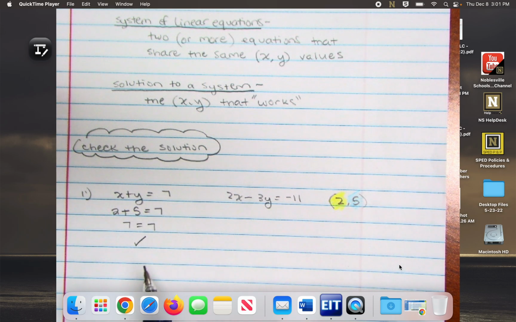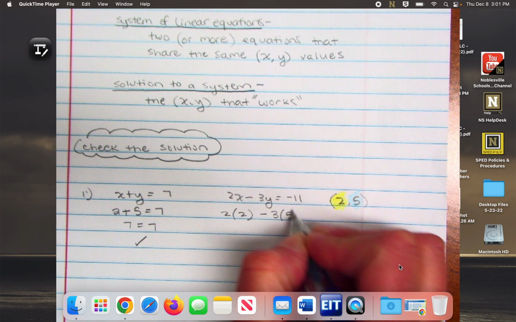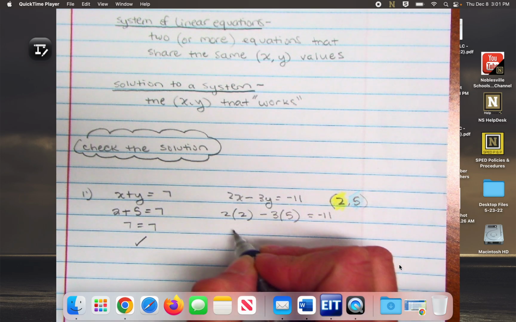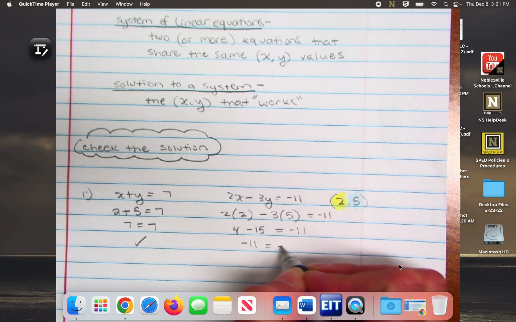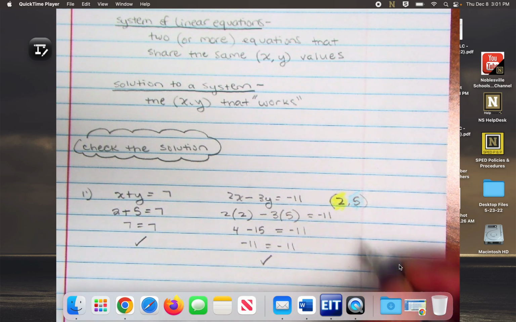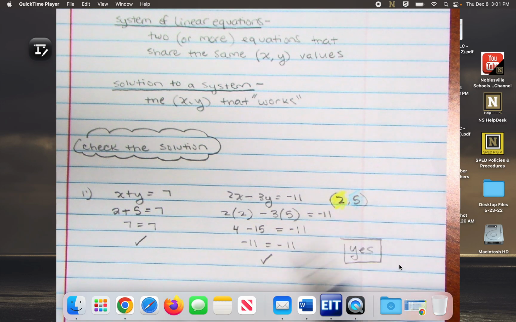If the first one works, you need to see if the second one works. If they both work, it's a solution. If one of them does not work, it's not a solution. So if I have 2 times 2 minus 3 times 5 equals negative 11, 4 minus 15 equals negative 11. Both of them work, so yes. My answer would be that this ordered pair is a solution because it works for both.